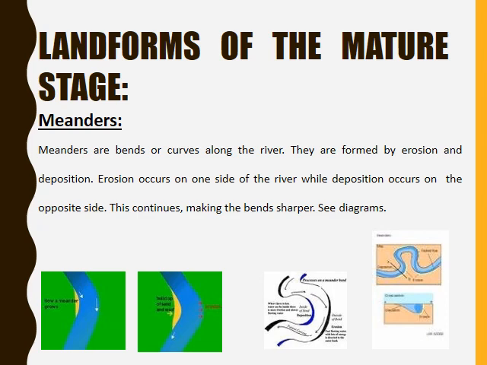Look at the diagram. As you can see in the diagram, these are the forms of meander. In the first picture you can see that there is a little bit of curve. In the second one you can see there is a little bit more curve, and in the third one the shape has changed into something like a horseshoe.